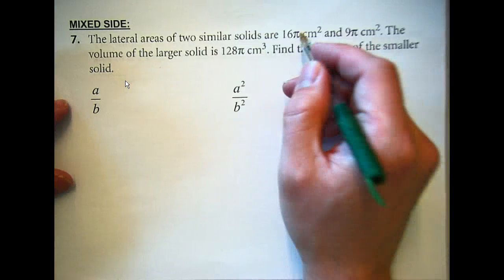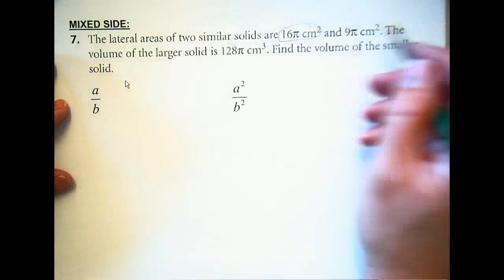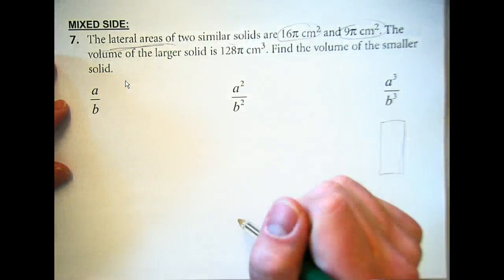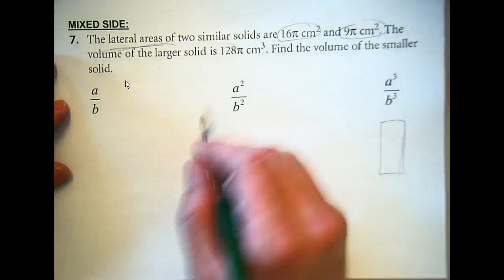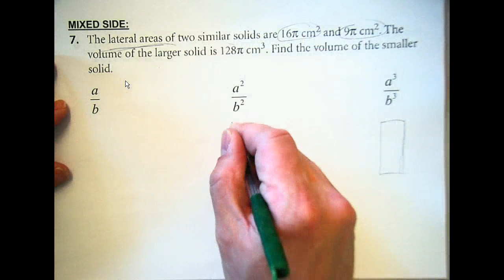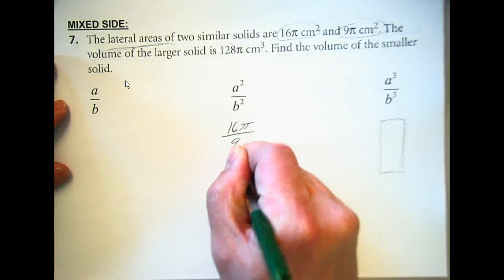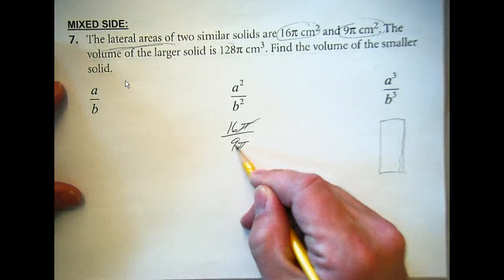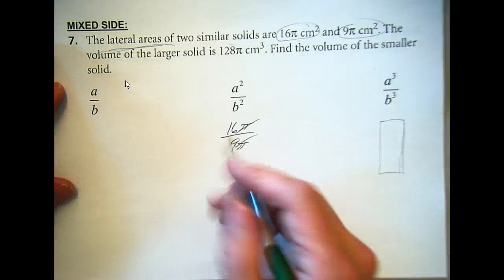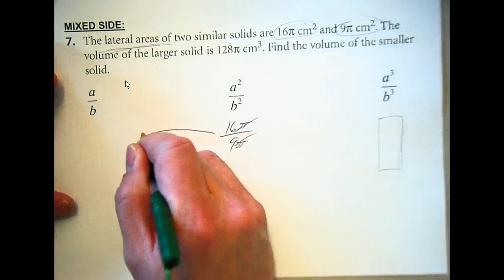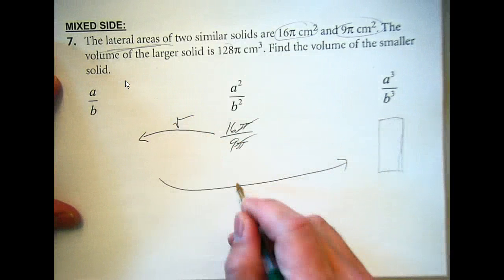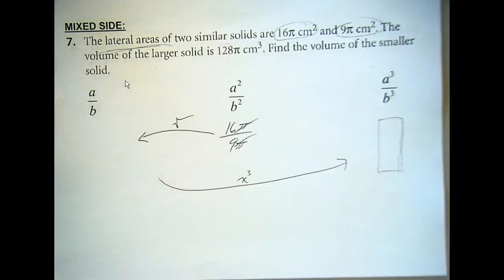Now, how do you know that these are area? 70 squared. It says lateral area. Good. It says lateral area and it says square units, right? So we can make up a ratio of area, 16 pi over 9 pi, or 9 pi over 16. Okay? And from there, let's cancel the pi's. Let's take the square root and then cube it. Give that a go. Find those ratios.